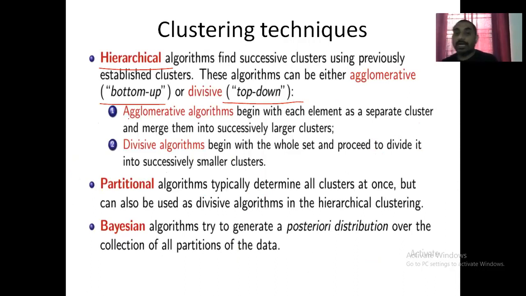So what is a hierarchical clustering algorithm? Based on some relationship, we can choose this algorithm. The algorithm finds successive clusters using previously established clusters. There are two approaches: agglomerative, which is the bottom-up approach, and divisive clustering, which is the top-down approach.